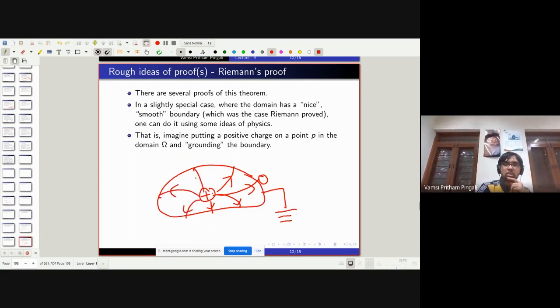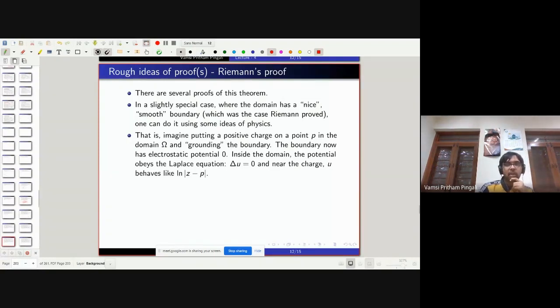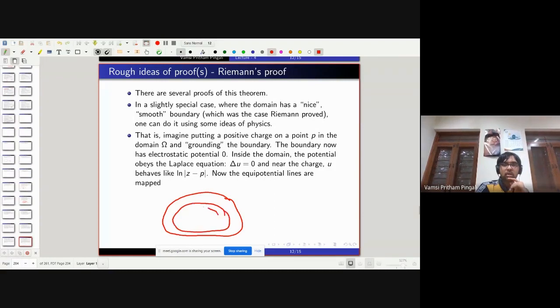They'll look like this. And the places where the potential energy is a constant, they'll all be perpendicular to these electric lines of force. They'll look like this. So the boundary has electrostatic potential 0. Inside the domain, the potential obeys the Laplace equation. And near the charge, it behaves like so. Don't worry about this.